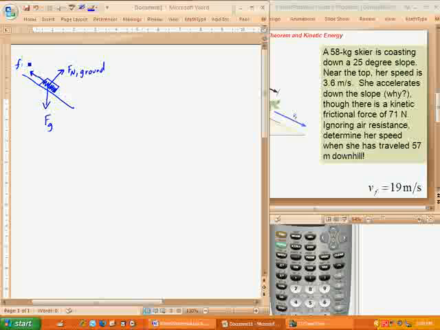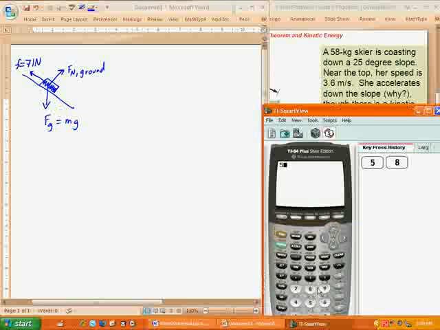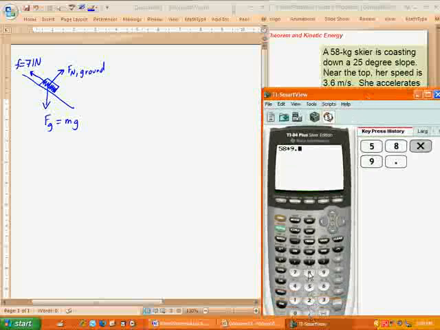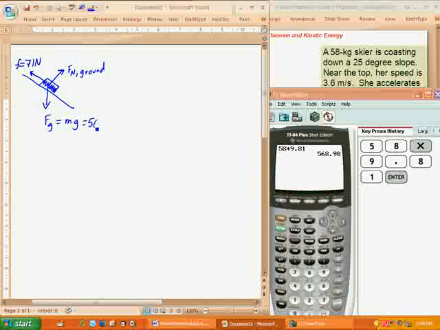We know that friction is 71 newtons. And then if we look at the other forces, we can get the force of gravity, because we know that the mass is 58 kilograms, so the force of gravity is equal to the mass times the gravitational constant. That would be 58 times 9.81, and that's going to give us about 569 newtons.